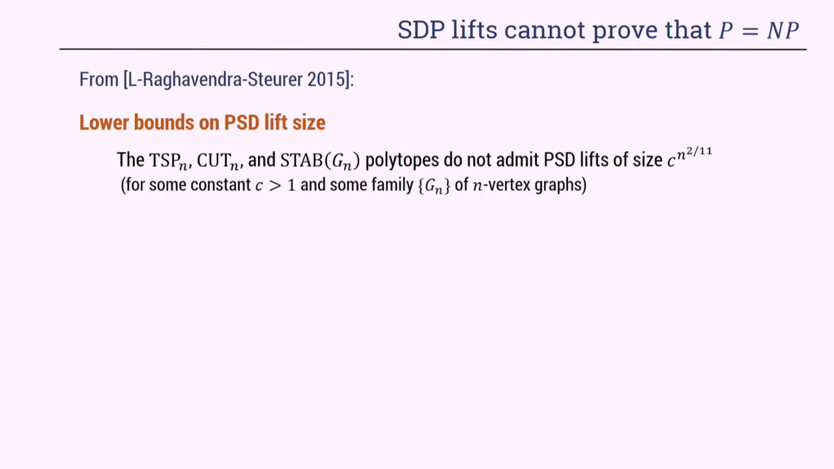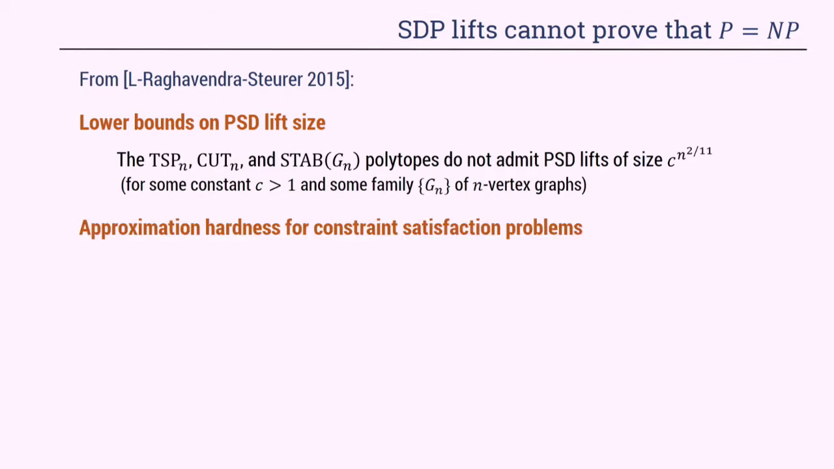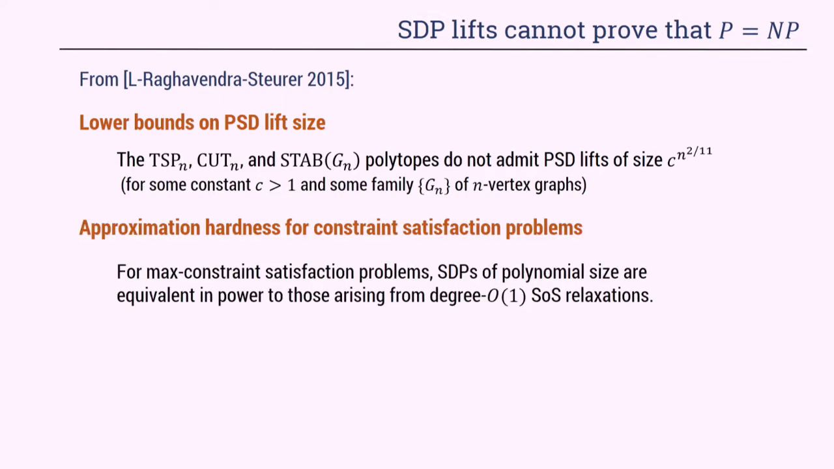First of all, we proved that for many polytopes associated to NP-complete problems, you cannot write small semi-definite programs for them. This exponent is really small if you're sitting in the back, but it's something like exponential in n to the 2/11ths. So that shows that you cannot prove P is equal to NP. And we also proved some results for approximation problems.